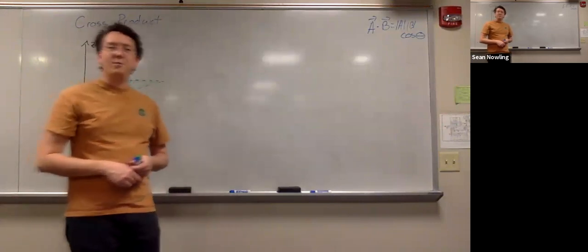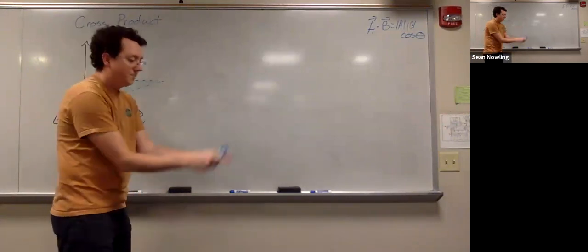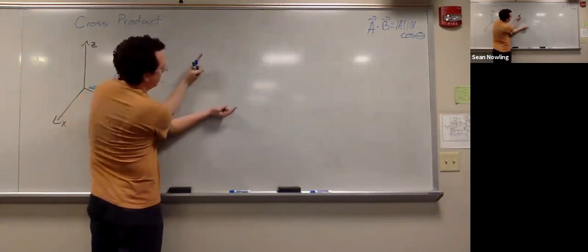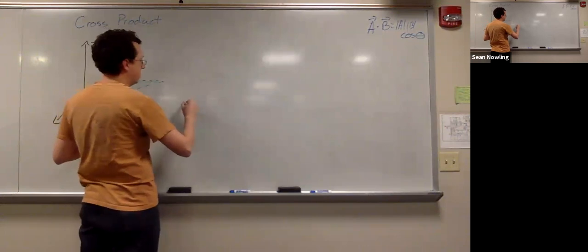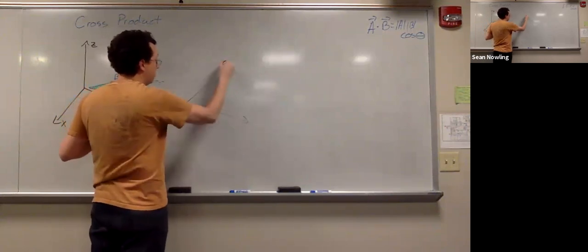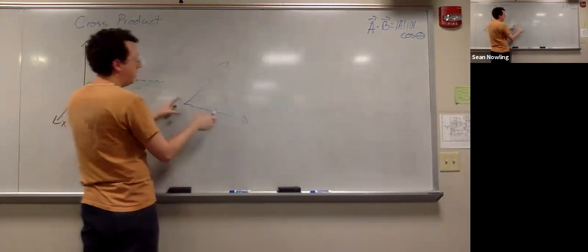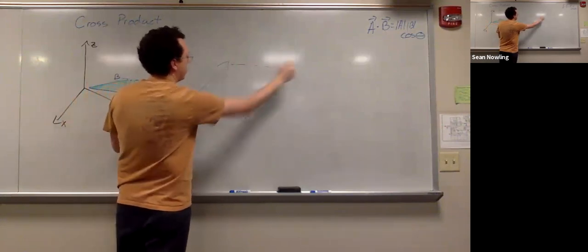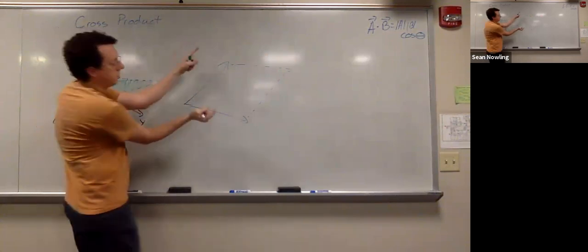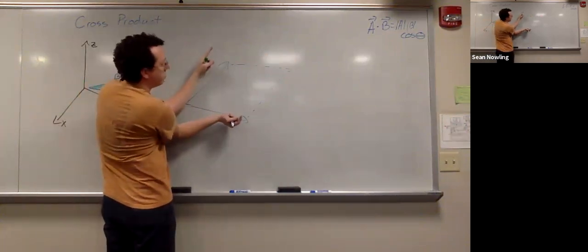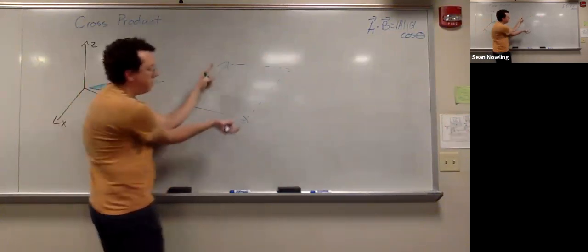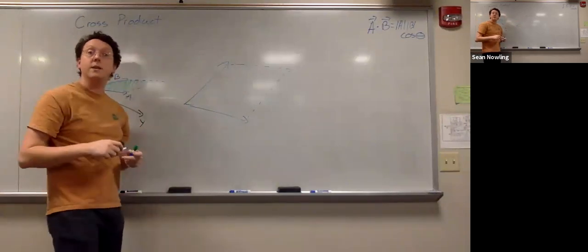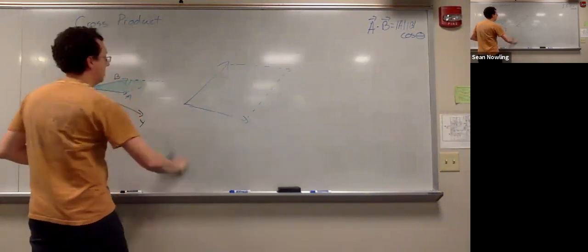If you have two vectors, then they sweep out a parallelogram on the board. Two vectors, they sweep out a parallelogram on the board. Well, now to get it in 3D, just lift it off the board and put it wherever you want. That's the idea.